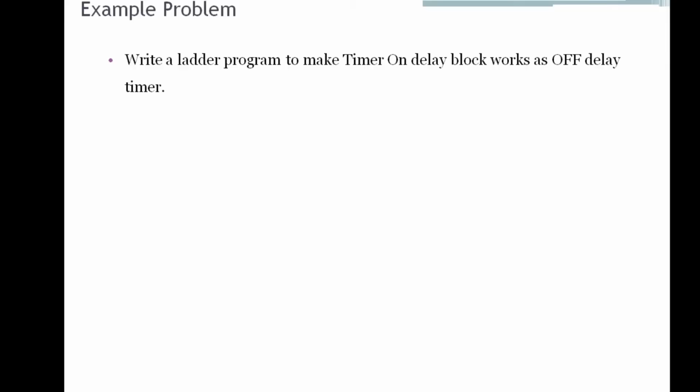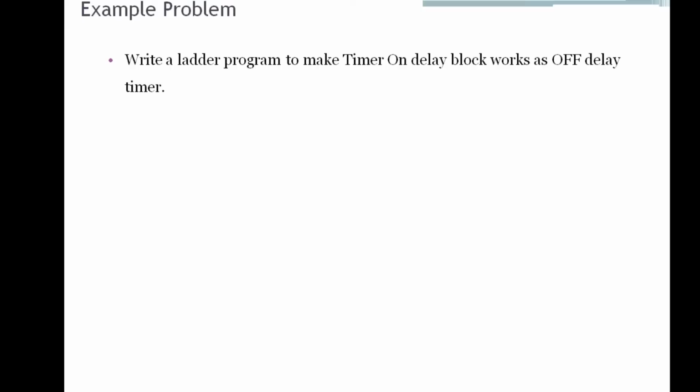But what they have given here is we need to use an on delay timer block, but that should work as an off delay timer. What is the working of an off delay timer? It will delay the off condition, correct? So whenever you are turning on an input, the output immediately turns on. Whenever you are turning off the input, the output takes some time, according to the preset value we are giving, and then it turns off. So this is the one we need to write.